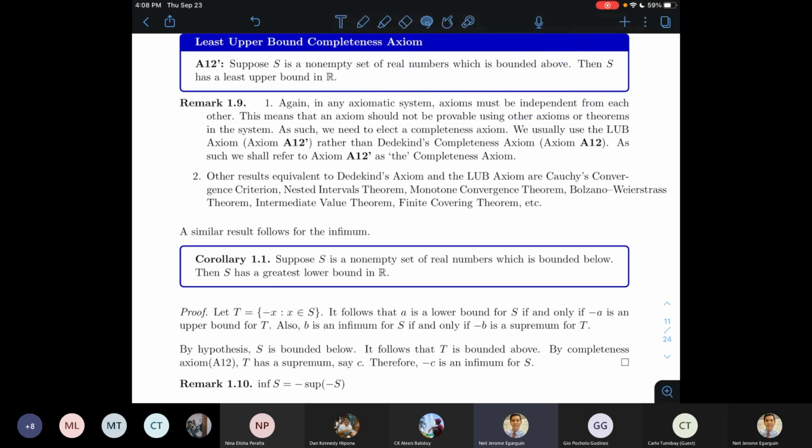Now, there are several statements that are equivalent to Dedekind's axiom and the LUB axiom. So nilista ko siya sa remark 1.9.2. Pero dahil ngayon inelect na natin si LUB axiom to be our completeness axiom, all other statements listed in remark 1.9.2 are considered to be theorems, kasi kaya natin silang i-prove using the LUB axiom. So we don't need to assume them just to be true kasi provable naman sila gamit ang LUB property. Okay?